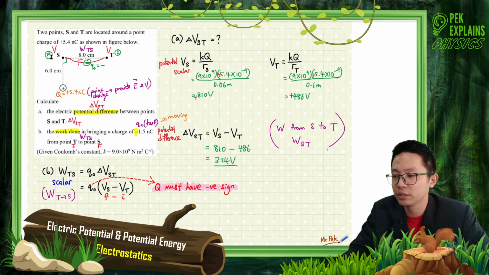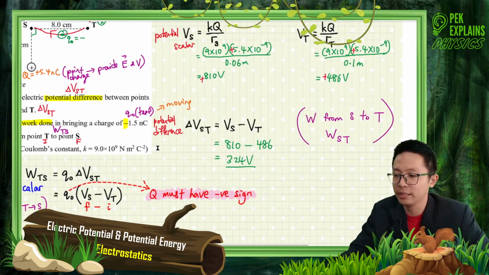Okay, final potential is Vs, initial potential is Vt. That's why we use Vs minus Vt, and that's why it becomes delta Vst. It inverts from Ts. Okay, work done Ts is equal to Q naught delta Vst. It inverts because we use final potential minus initial potential, S minus T. Alright? Okay, let's go back.